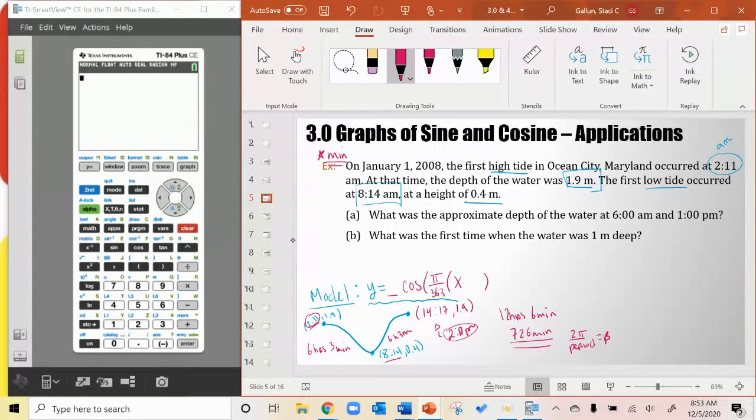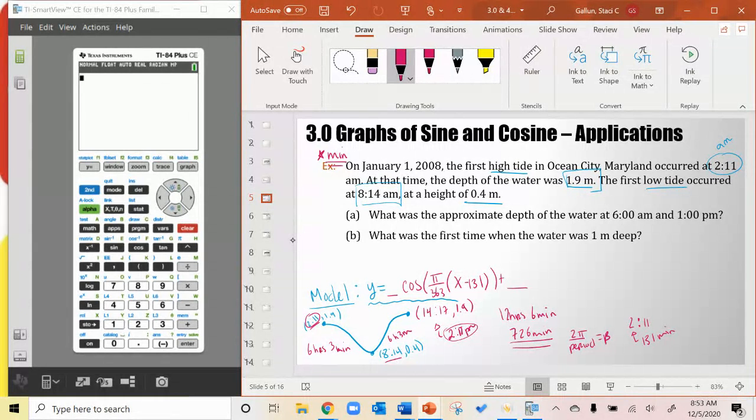What's my phase shift? Well, I'm starting it at 2:11. Don't forget that I'm working in minutes. So I want to convert this to minutes, right? So this would be 131 minutes. So my phase shift, I should have minus 131.